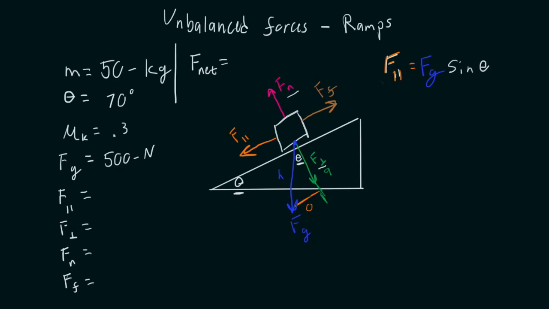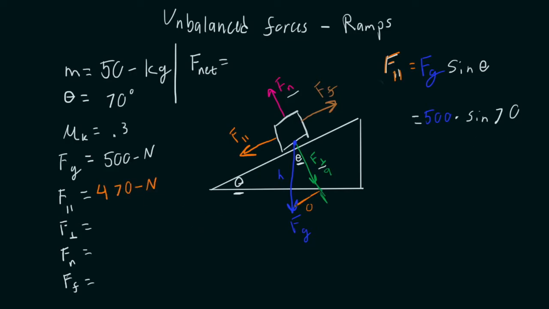So when I plug my numbers in, what I'm going to get here is 500 times sine of 70 will give me that number. Let's calculate it. And so for my force in parallel, I get 469.8, so let's round that to 470 newtons.